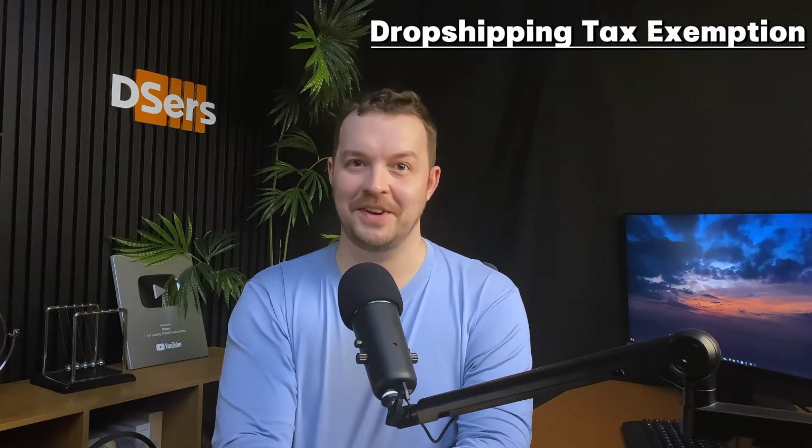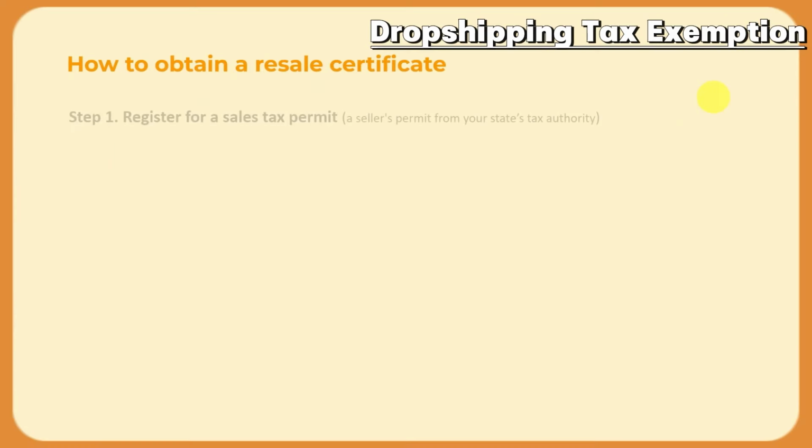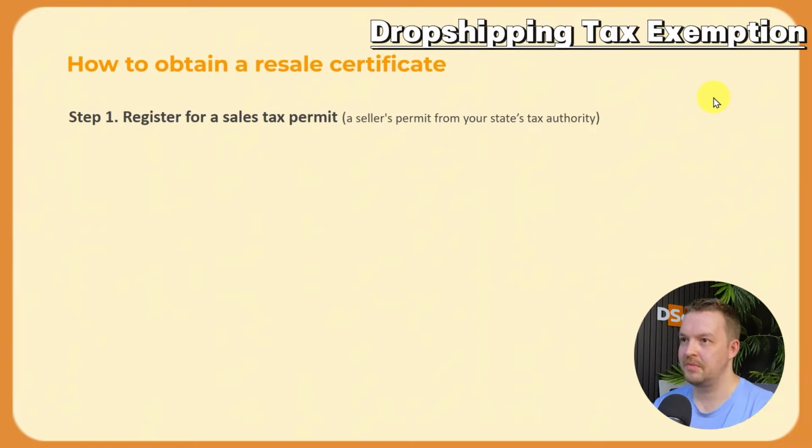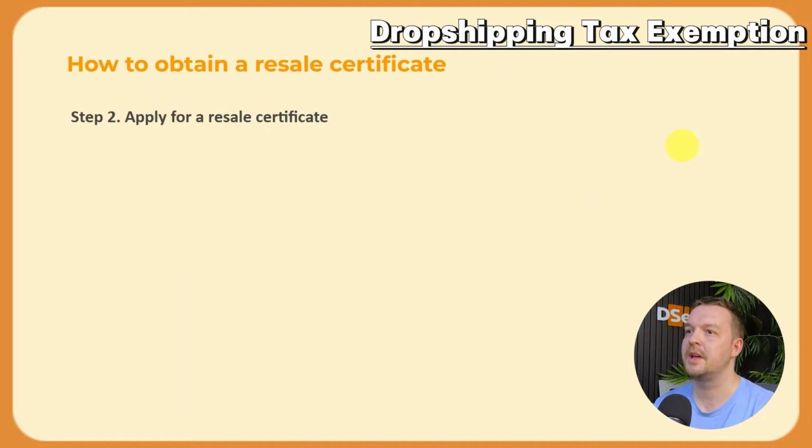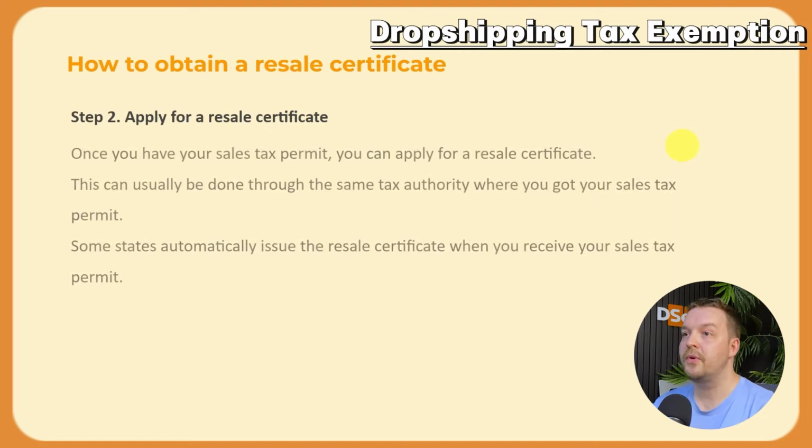To obtain a resale certificate, you generally need to follow these steps. Step 1. Register for a sales tax permit, also called a seller's permit, from your state's tax authority. You can apply for a sales tax permit through the Department of Revenue, the tax authority of your state, or in some cases, a municipal tax office. In the US, every state has its own procedure, but most applications can be completed online. Step 2. Apply for a resale certificate. Once you have your sales tax permit, you can apply for a resale certificate. This can usually be done through the same tax authority where you got your sales tax permit. Some states automatically issue the resale certificate when you receive your sales tax permit.